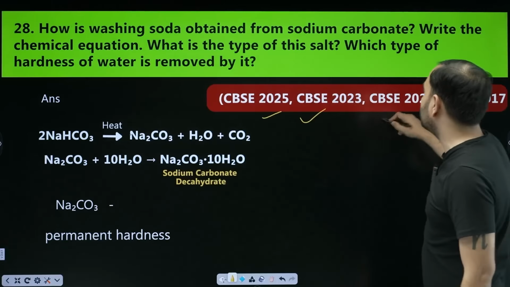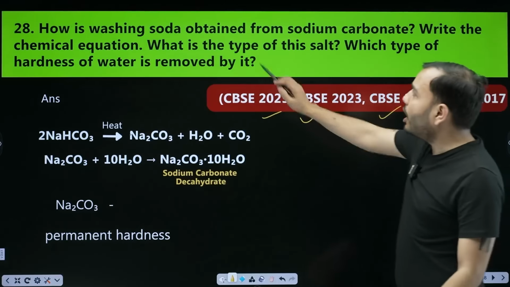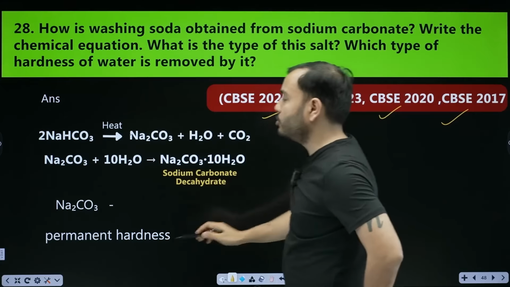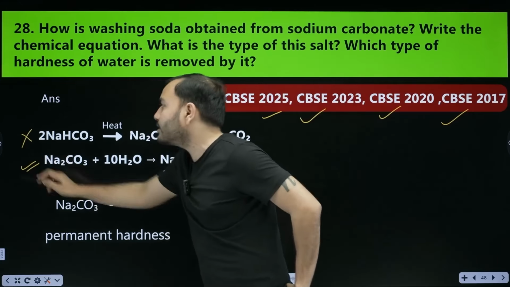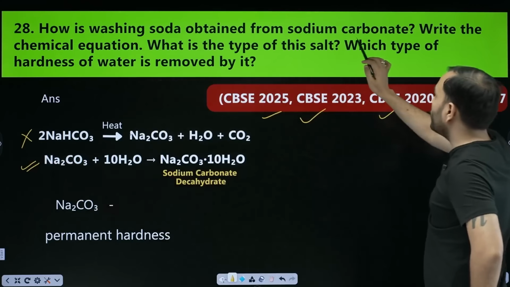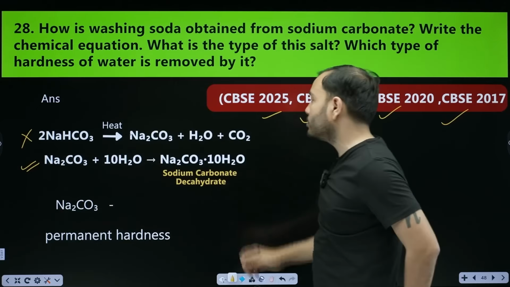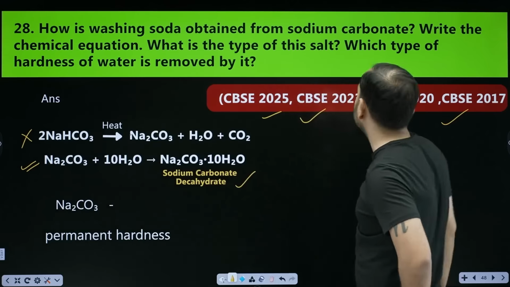Okay, let's move on. CBSE 2025, 23, 20, 17 came so many times. How is washing soda obtained from sodium carbonate? So we have to state only this reaction. There is no need of this one. Sodium carbonate plus 10H2O gives Na2CO3.10H2O, sodium carbonate decahydrate.